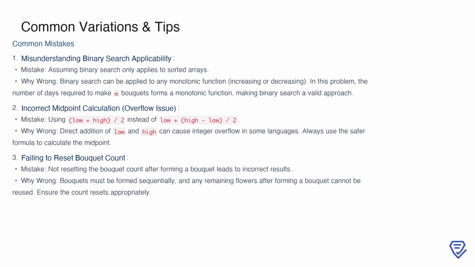In this problem, the number of days needed to make the bouquets is a monotonic function, which makes binary search an ideal approach. Another error is related to the midpoint calculation. If you use the formula (low + high) / 2, it can lead to integer overflow in some programming languages. Instead, always use the safer alternative, low + (high - low) / 2.